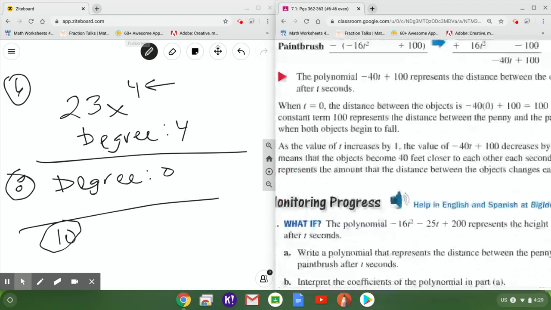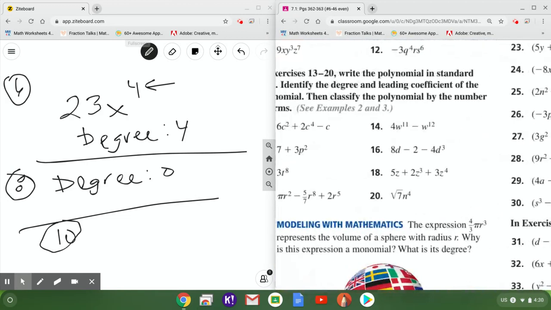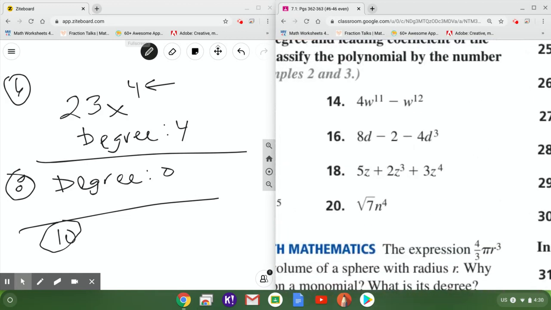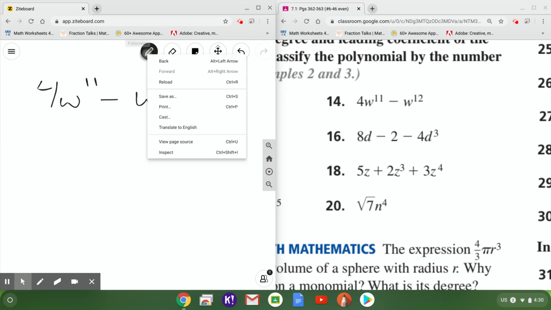So I noticed you combined some of them. So look at 14. Put it in order. See how this one has a 12. This has an 11. This is going to go first. So when you see 4w to the 11th minus w to the 12th, oops, that's not what I was trying to do. Please forgive me.